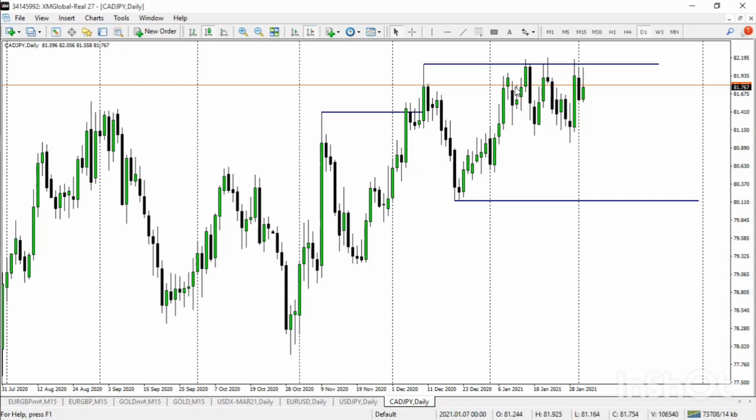It has been ranging the whole month. We are ranging, and I think we are ranging in this range here, this low and this high. That's where we are ranging.